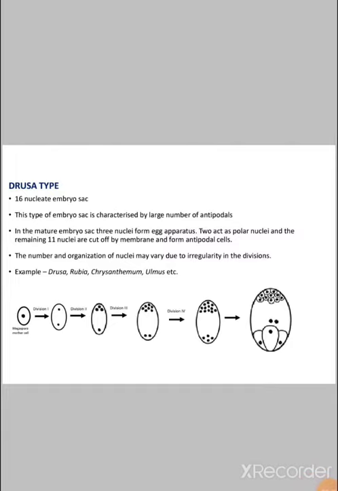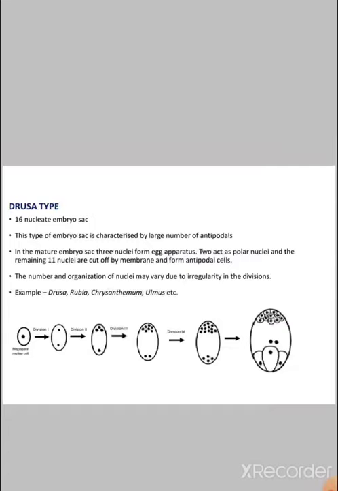Drusa type, a 16 nucleate embryo sac. This type of embryo sac is characterized by a large number of antipodals. In the mature embryo sac, 3 nuclei from the egg apparatus act as polar nuclei, and the remaining 11 nuclei are cut off by membranes and form antipodal cells. The number and organization of nuclei may vary due to irregularity in the divisions. Examples are Drusa, Rubia, Chrysanthemum, Alnus, etc.